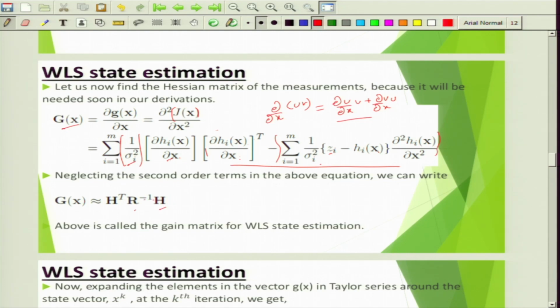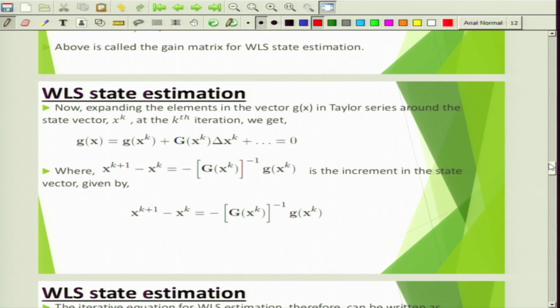Above is called the gain matrix for the weighted least square state estimator. This is the gain matrix. Now expanding the elements in the vector g(x) in Taylor series. Now this is the general Taylor series expansion, right. So let us say if you want to find out what is delta x of k, delta x of k is nothing but x of k plus 1 minus x of k, it is the difference between the state estimation, right, state estimation matrix.